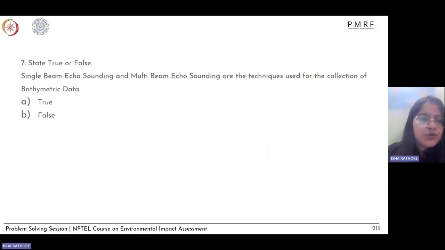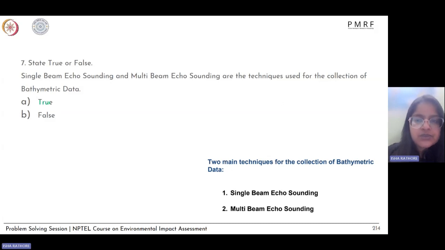Next question, state true or false. Single beam echo sounding and multi beam echo sounding are techniques used for collection of bathymetric data. Is the statement true or false? So the given statement is true. So two techniques which are used for collection of bathymetric data are single beam echo sounding and multi beam echo sounding. So A, true is the correct answer.